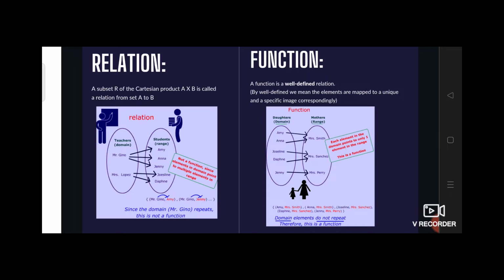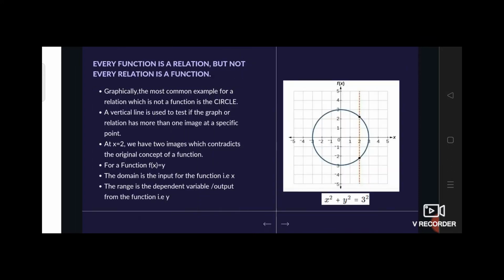Whereas here this is not a function, as Mr. Gino in the domain teaches multiple people. So we can conclude that every function is a relation, but every relation is not a function.